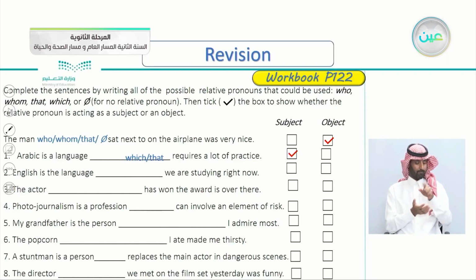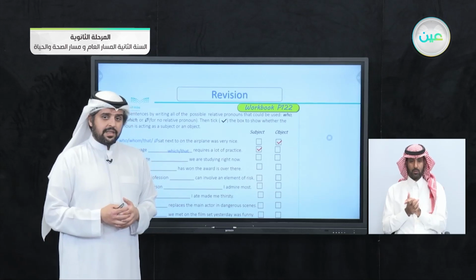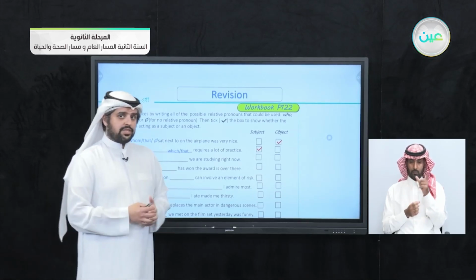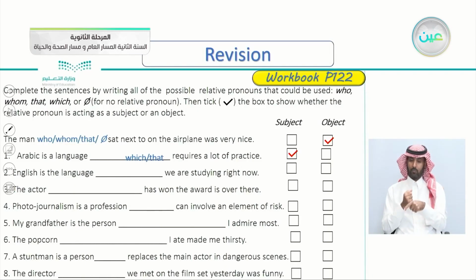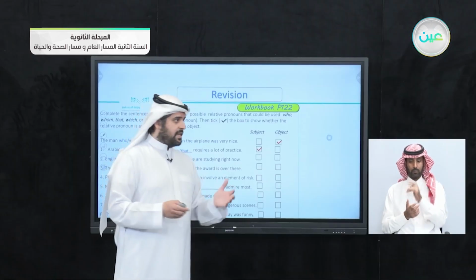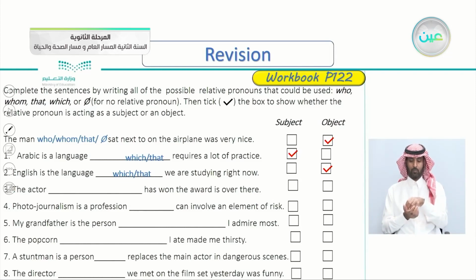Number 2, English is the language we are studying right now. You can notice from the sentence, the English language, is it the subject or the object here? So what do we put? Yes, which or that, because we're talking about the English language we are studying right now. So is it a subject or an object here? Yes, that's correct. It's an object.